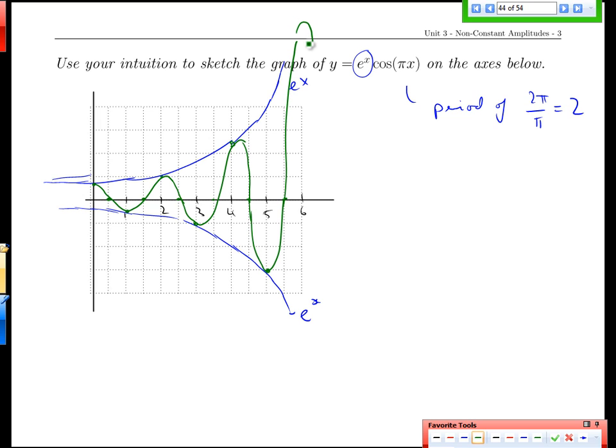Again, we can see the fundamental oscillations here, but the amplitudes vary very dramatically as we increase x. And it's just a much more interesting shape to work with. And again, one that is seen in nature more often than you might expect initially. So that's an introduction to how we can use non-constant amplitudes.